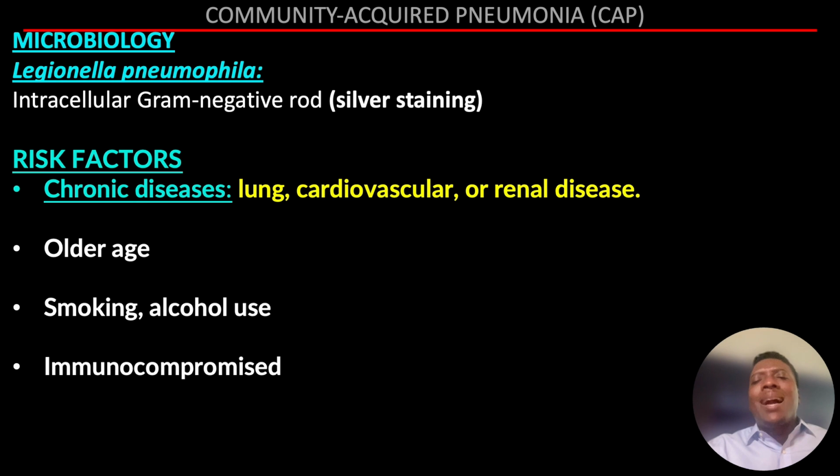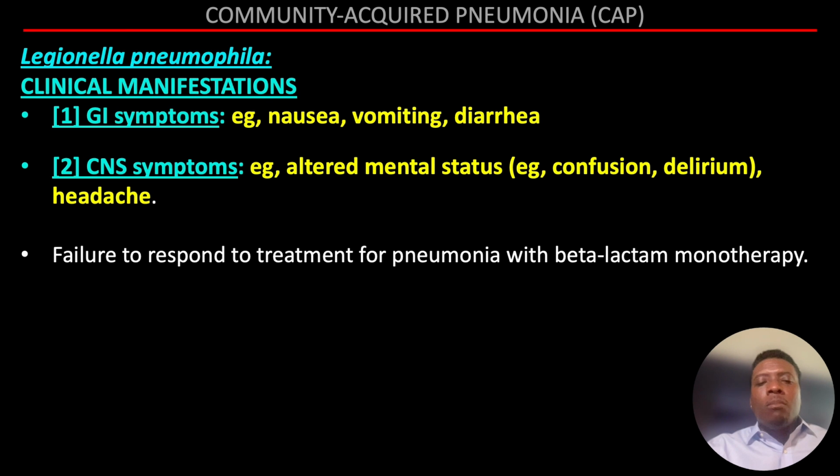Now, the key for this in terms of risk factors for developing Legionella pneumonia is anyone that has any kind of underlying chronic disease. This could be lung disease, heart disease, kidney disease, that can put people at increased risk. Older people are also susceptible to this, smoking because it damages the cilia, and alcohol use or immunocompromised patients have a higher risk for developing Legionella pneumonia.